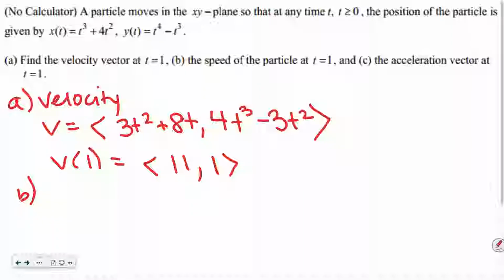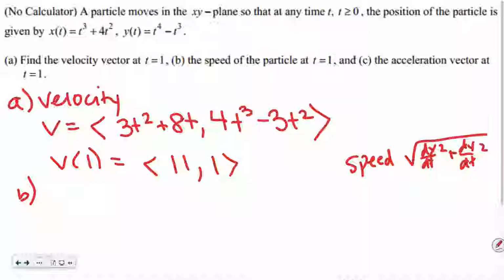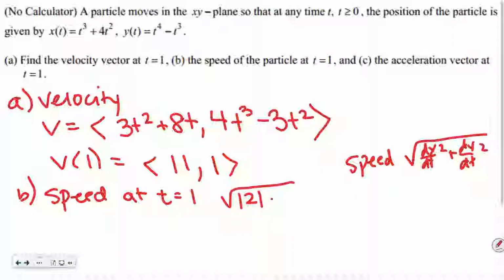On your quiz from Tuesday, if I asked you for speed, we took dx dt squared plus dy dt squared under the square root. Well, if I take the magnitude of velocity, isn't that what I'm doing? So it hasn't changed. We can now just put it as the magnitude of the velocity vector, and that gives it a little bit more meaning to us. So the speed at t equals 1 would be the square root of 121 plus 1.